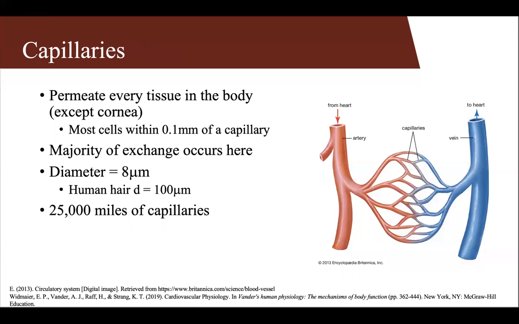Before we move on to specifics about arteries and veins, I wanted to quickly cover capillaries because they're incredibly important despite being the smallest blood vessel. It's here that the majority of the exchange of nutrients and substances occurs in the body. You have capillaries connecting arteries and veins all over your body. In fact, you have about 25,000 miles worth of capillaries. Capillaries are also able to permeate every tissue in the body except for your cornea, and you don't have many cells that aren't within an arm's reach, or I guess a cell's reach, from a capillary. That's about 0.1 millimeters if you're curious.